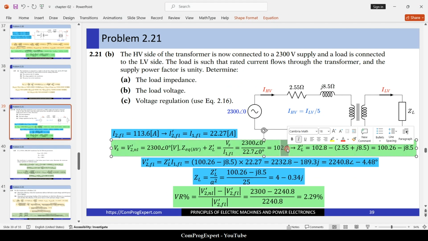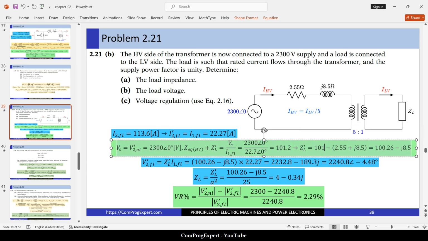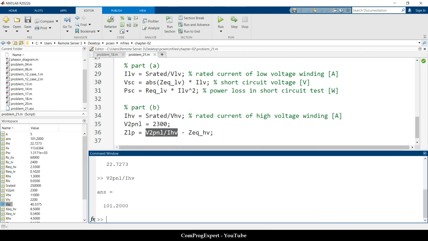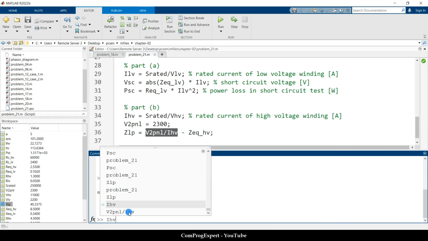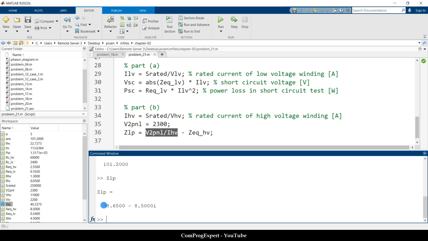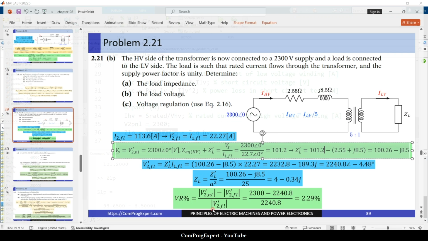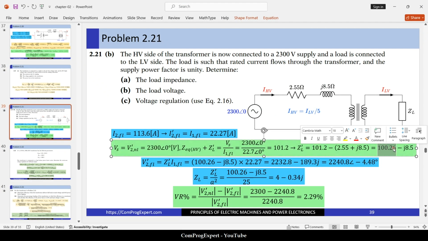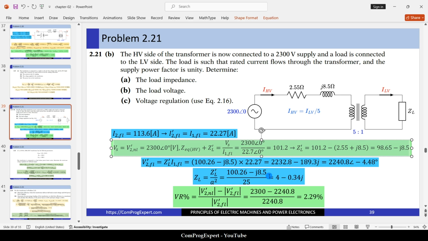Okay, 101.2. ZL prime is 101.2 minus this. That is equal to this one, ZL prime, 98.65. So this is the value of the ZL prime.